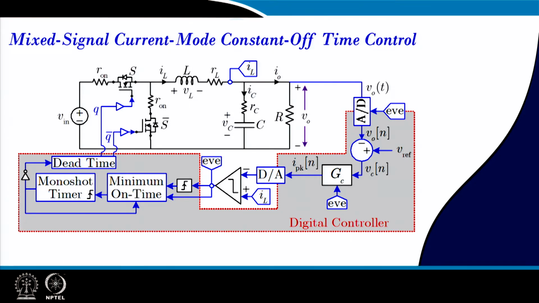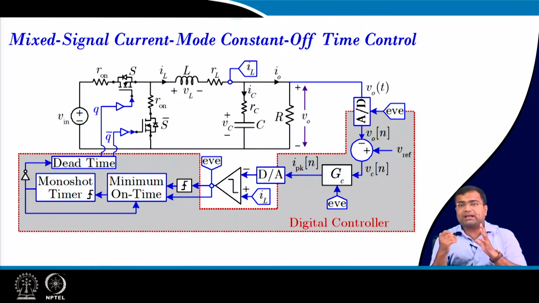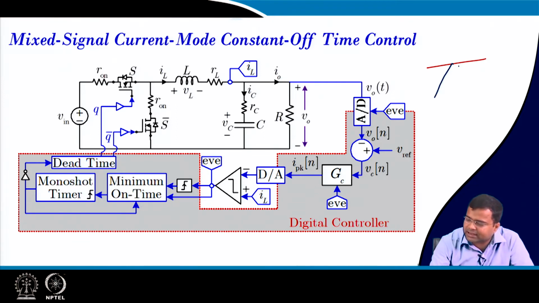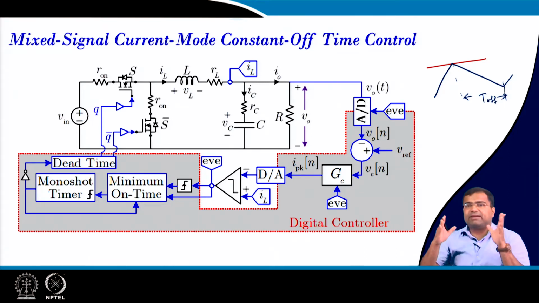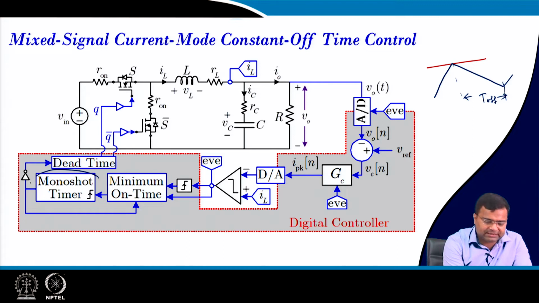So, if you talk about mixed signal current mode control with constant off time, it is analogous to peak current mode control, and we know that in peak current mode control the current will rise and then fall like this. Here our off time is fixed. So, off time is fixed, and that is why it is analogous to peak current mode control. The only difference here is that it is a variable time control where the off time is constant, but the time period can vary. So, this block is the same, only we are replacing the monoshot timer.